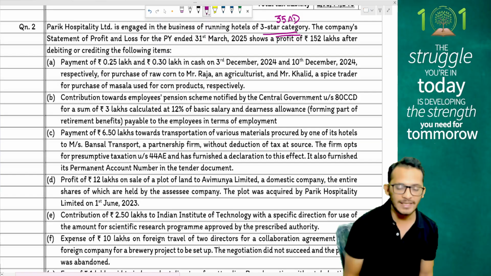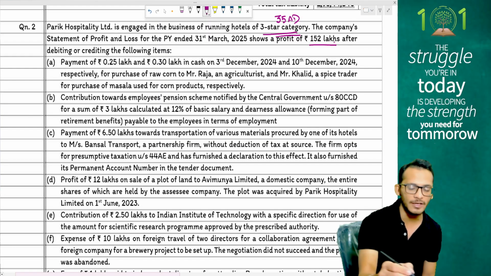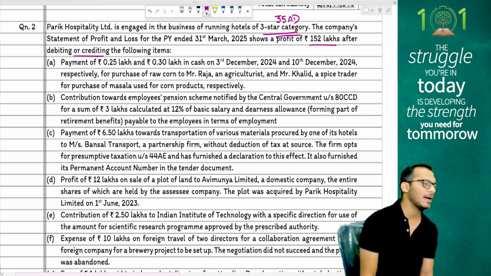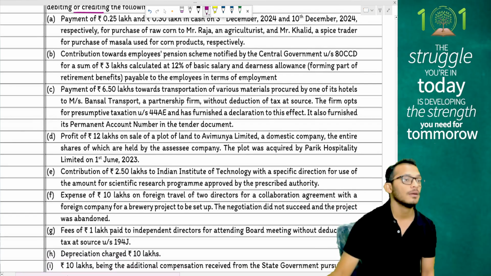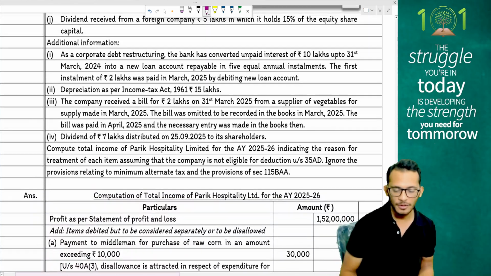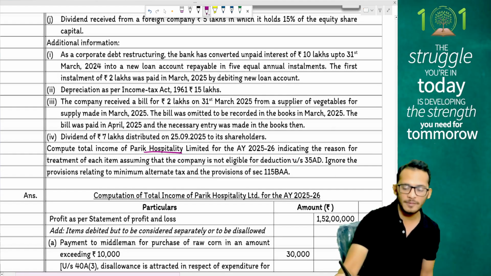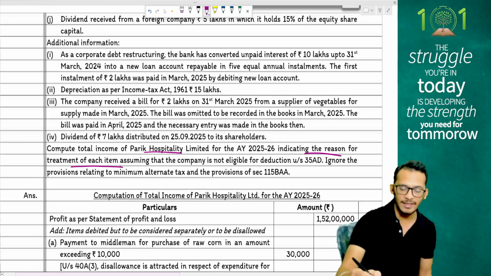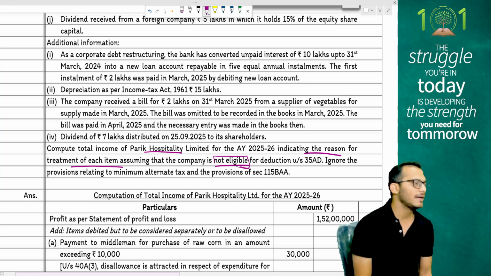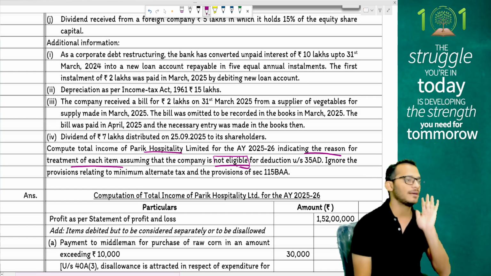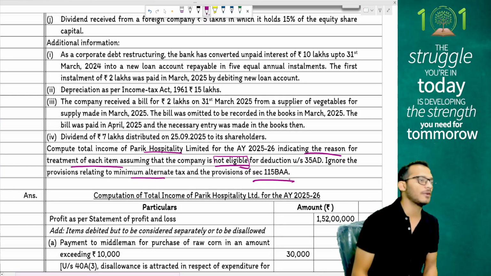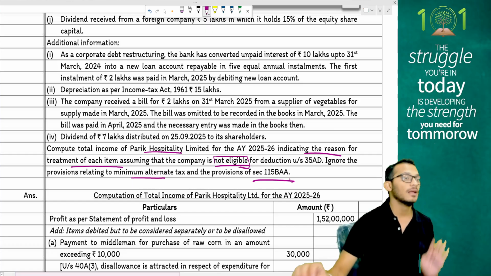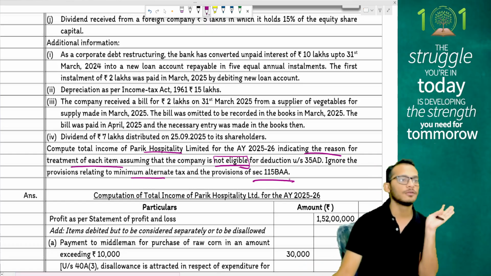The company's statement of profit and loss has been given, a profit of 152 lakhs after debiting and crediting the following items. I am moving on to the last line. Compute the total income of Parikh Hospitality, indicating the reasons for treatment of each item, assuming that the company is not eligible for 35AD, which means it doesn't matter. Ignore the provisions relating to MAT and the provisions of 115BAA also, which means just do normal computation as a normal business. No 35AD also.